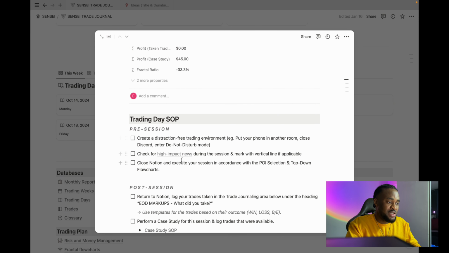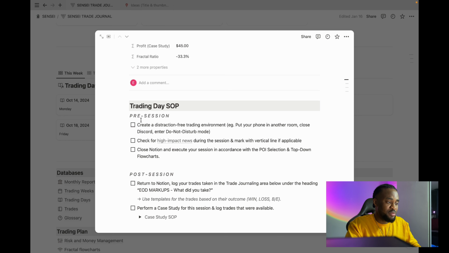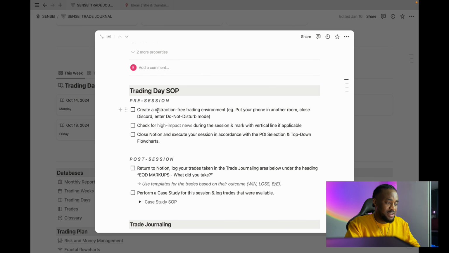Before I show you the trades, I'm just going to go over the pre-session checklist here. The first checklist item is to create a distraction-free trading environment. Put your phone in another room, close Discord, enter do not disturb mode. Try as much as possible to create a distraction-free environment for yourself. I find this very helpful, regardless of what it is.